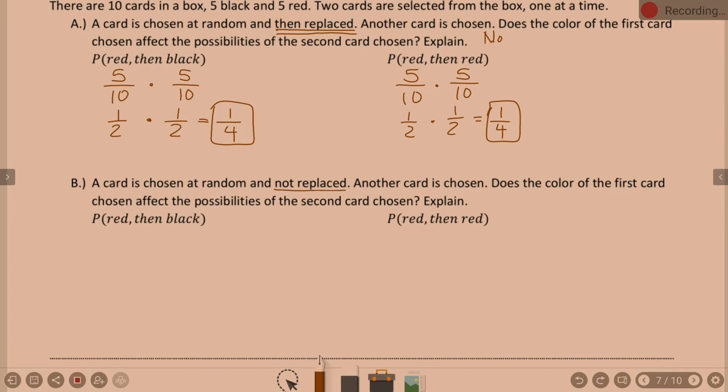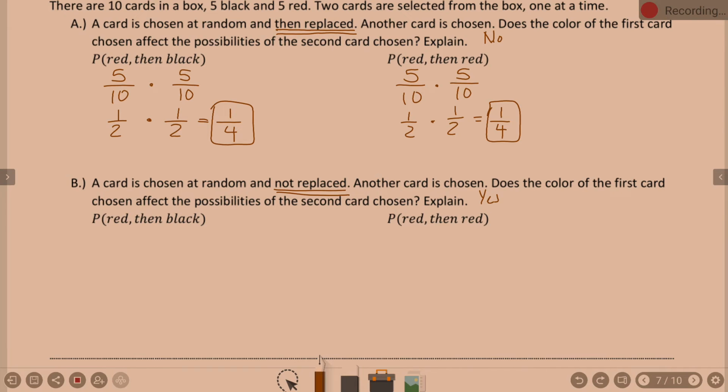Okay. Other piece. A card is chosen at random and not replaced. Another card is chosen. Does the color of the first card chosen affect the possibilities of the second card chosen? The answer to that piece is, are we going to have the first one affecting the second one this time? Yes, we are.